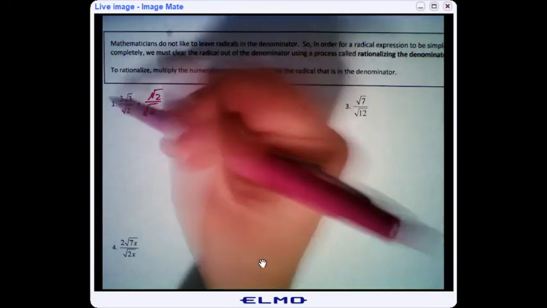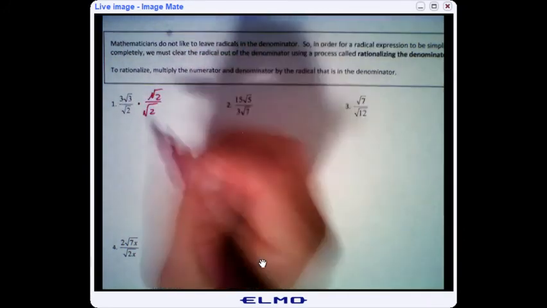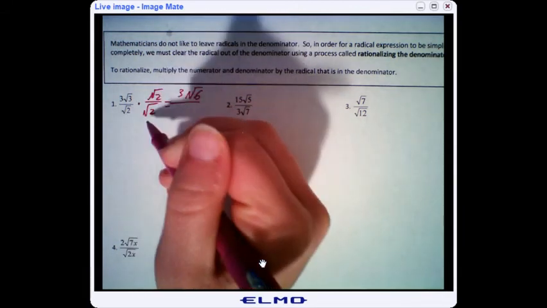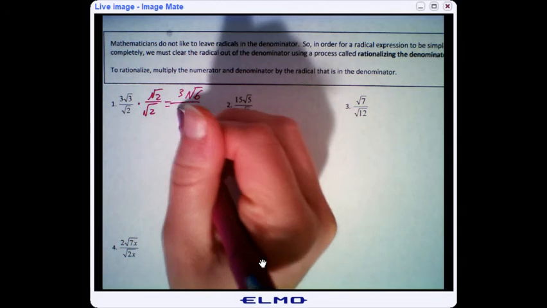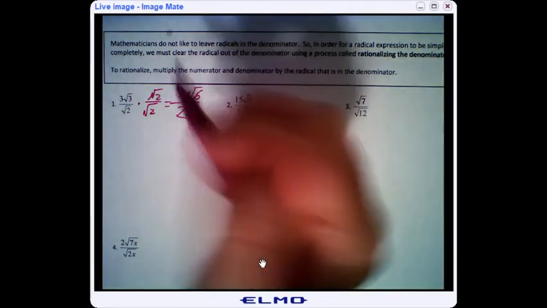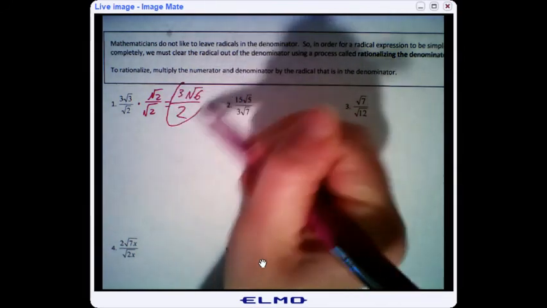So remember, outside times outside, inside times inside. So we're going to be left with 3 square root of 6. A square root times a square root, the square roots go away, and we're just left with 2. We could also say it's a square root of 4, which we know is 2. There's nothing else to simplify. There's my answer.